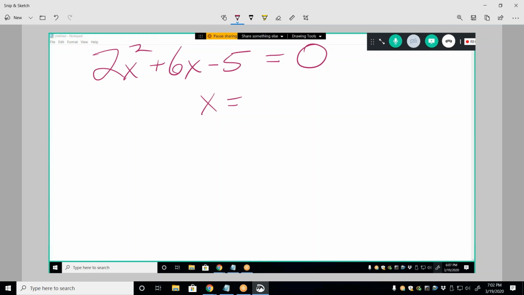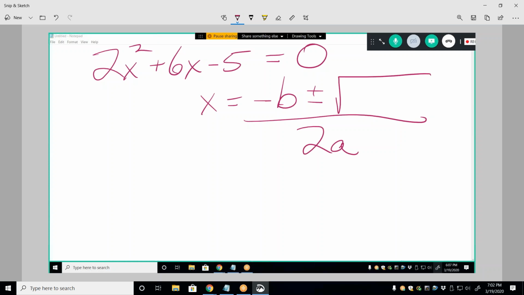X equals minus b over 2a. That's fine. No problem doing it this way. I go back to the numerator, so that it's plus or minus the square root of the discriminant, b squared minus 4ac. Okay. So now we need what A, B, and C are. So A is 2, B is 6, C is -5. Now let's plug them in.